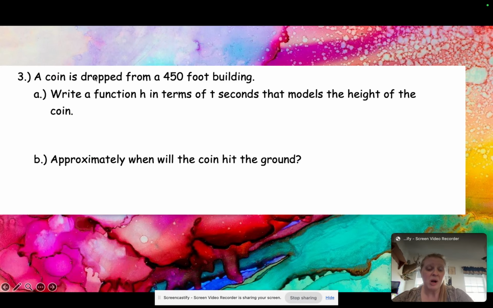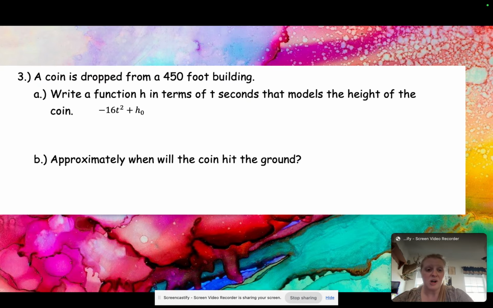Right. Our next problem is a dropped object problem because there's no velocity, there's no force behind this object. I'm simply holding a coin out and I'm dropping it. All that they're going to tell you is how high the object is off the ground. So it's 450 feet in the air, and it wants you to write a function in terms of seconds that models the height of the coin, blah, blah, blah.